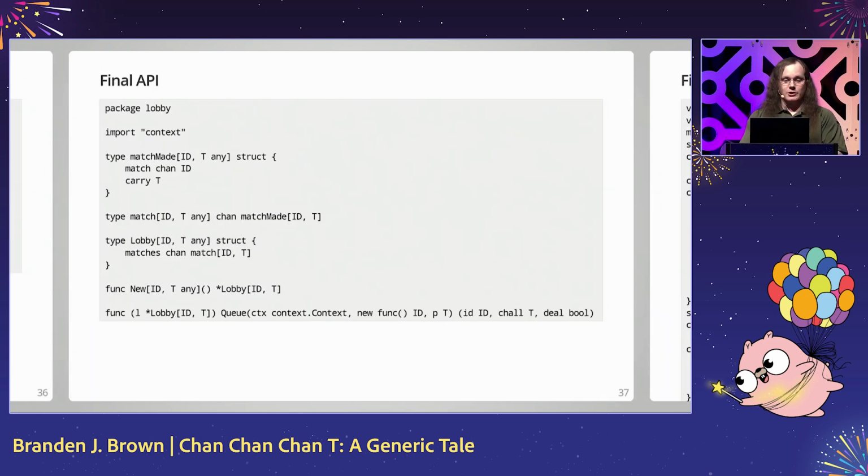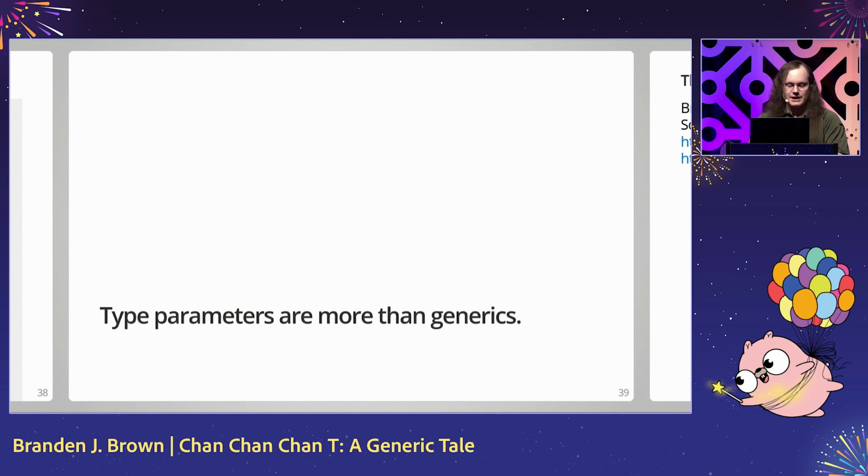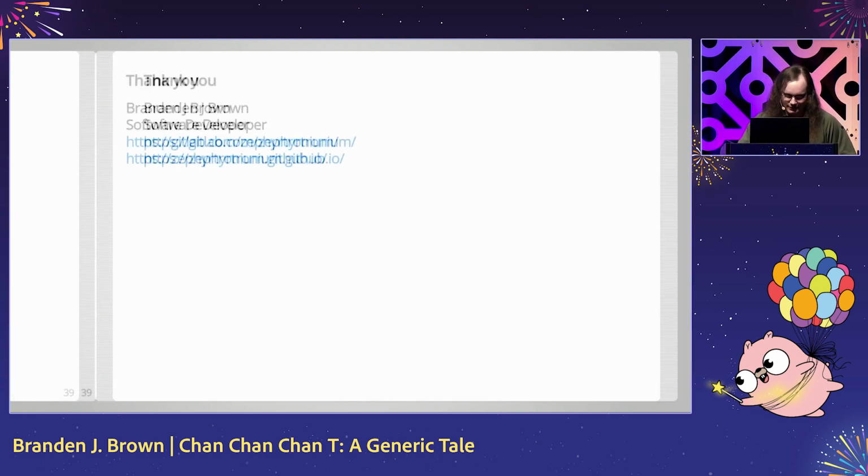With type parameters, this is complete. By implementing this, we learn the theme of Act 2. Type parameters do more than make code generic. They also make code modular. The end.